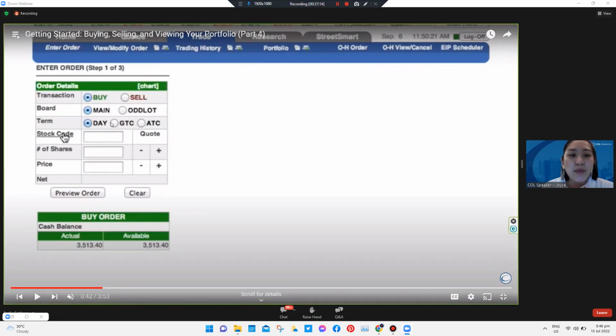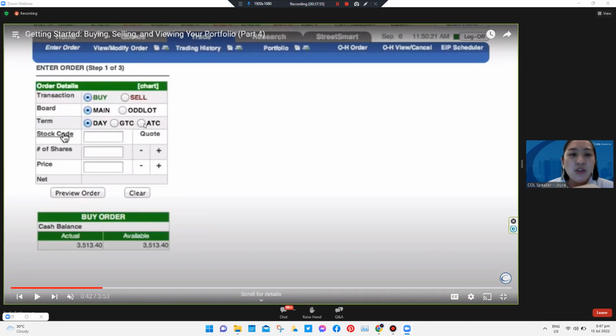Now, a GTC means it's good till canceled, or good for 60 calendar days. For example, if you want to buy Metrobank at a really discounted price of, let's say, 40 pesos, you can put a GTC order, and that will put your order in the market for 60 calendar days. If it goes to 40 pesos, you get to buy it. But if not, it will just cancel at the end of 60 days. That's a GTC order. Now, what is ATC? ATC means it's at the close. Whatever the closing price is, you want to buy that share at that price.